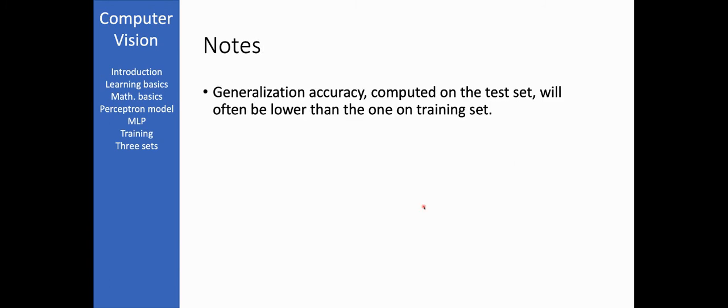So some notes: generalization accuracy computed on the test set will often be lower than the one on the training set. And that's normal because on the training set, I basically tune the parameters to get the best accuracy. So they will give you an optimistic picture of the real generalization accuracy. If you want the real value, then you only look at the test set.